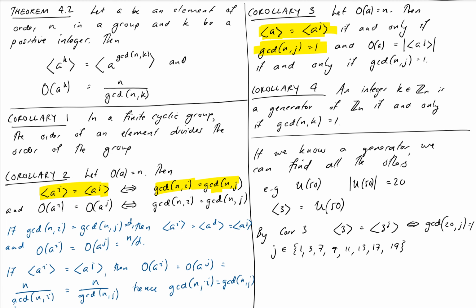So our generators are, now I'll just leave them as powers of 3 because actually computing them is a bit of a hassle, but you can go and do that if you want. Just take the power of 3 mod 50: 3 to the 9, 3 to the 11, 3 to the 17, and 3 to the 19. Okay, so those eight elements are all generators. I feel like I've missed one. 3 to the 1, 3, 7, 9, 11, 13. 3 to the 13. These are all generators of U of 50, and U of 50 is a cyclic group.